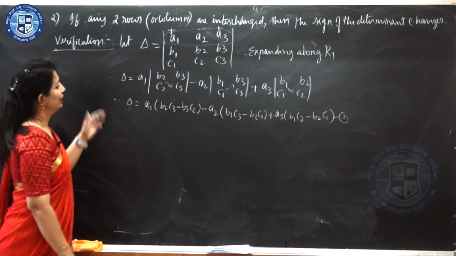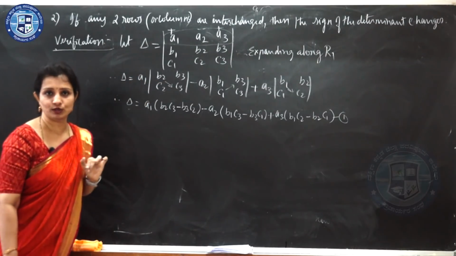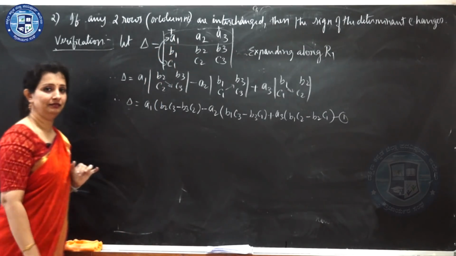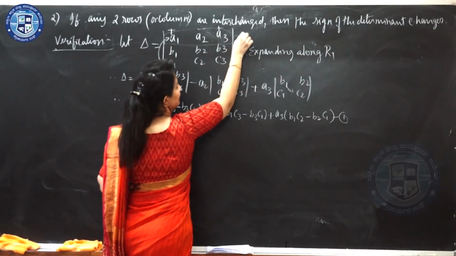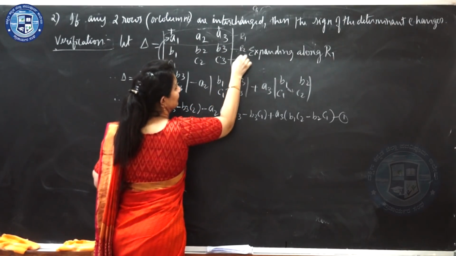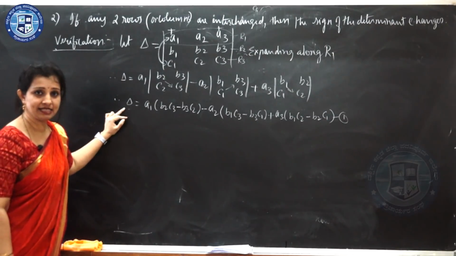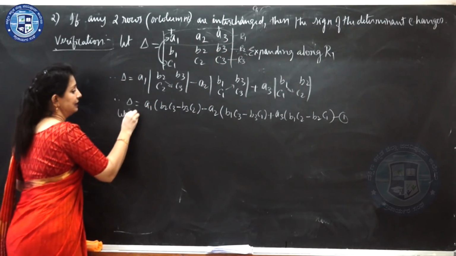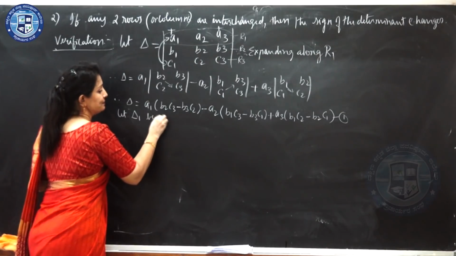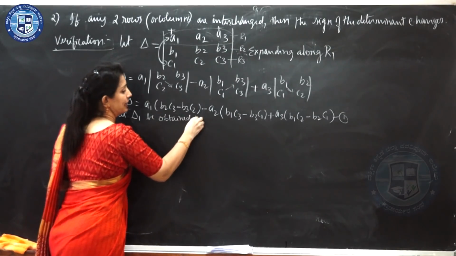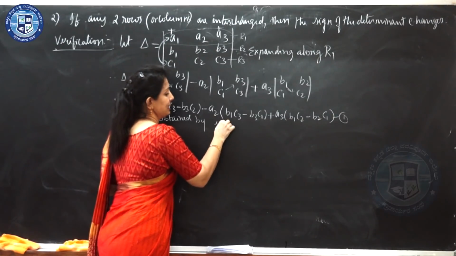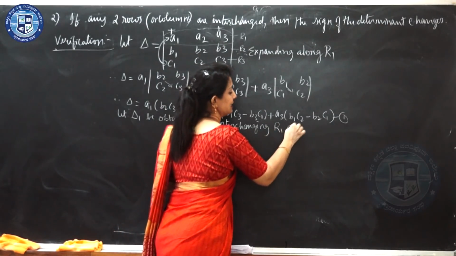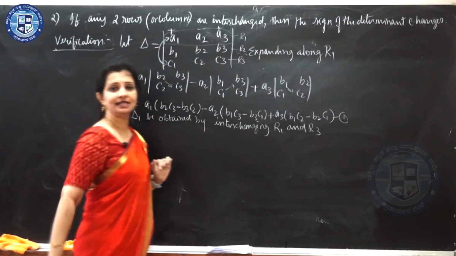Alright. Now, we have to interchange any two rows. What can we do? Interchange this R1 and R3. This is row 1, row 2, row 3. Let delta 1 be the determinant obtained by interchanging R1 and R3.